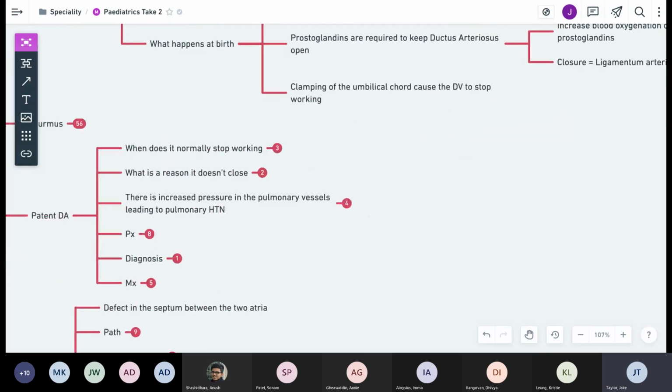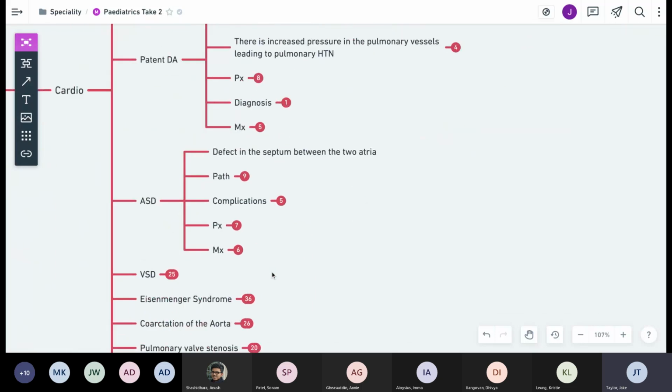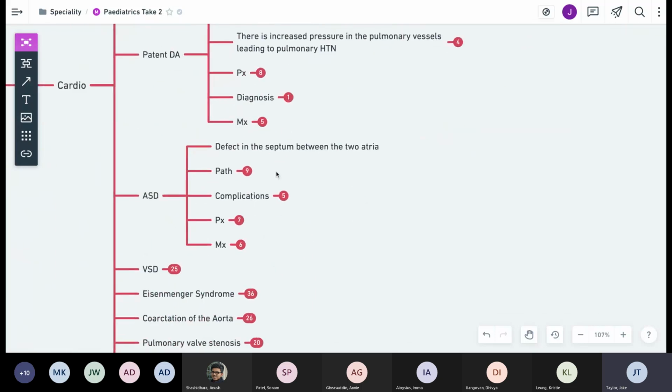Another good way of thinking of it is when you do dialysis and you make a connection to an AV fistula, you listen to it, and you'll also feel a machinery murmur because of the continuous blood flow. So it's very similar. Okay, so ASD. Again, this is because of a defect in the septum between the two atria.